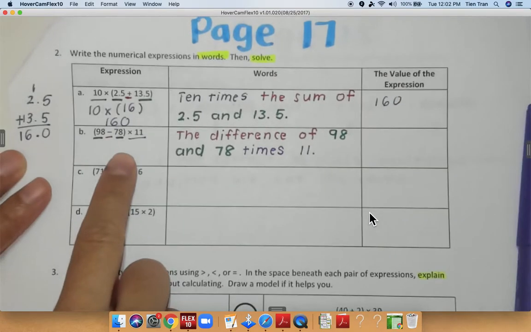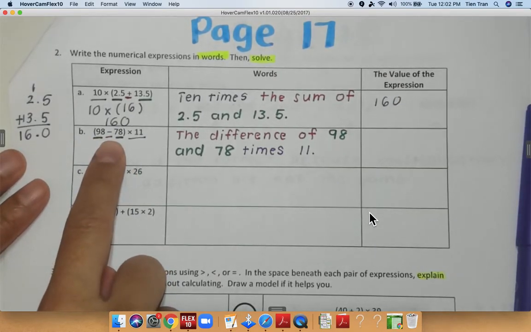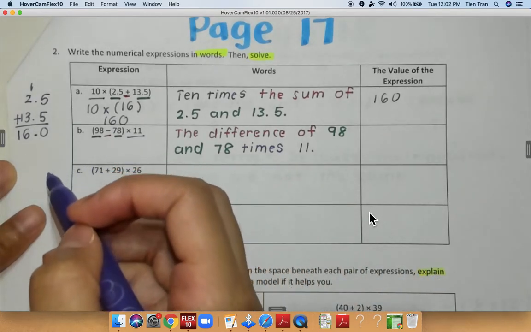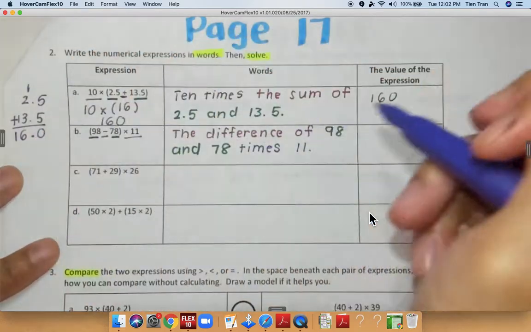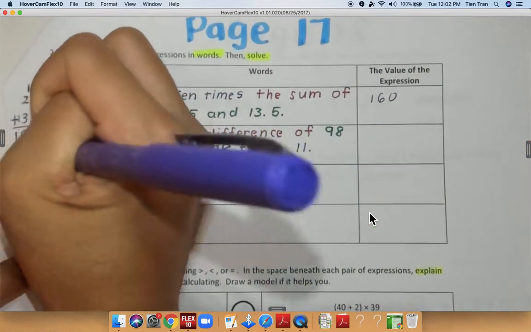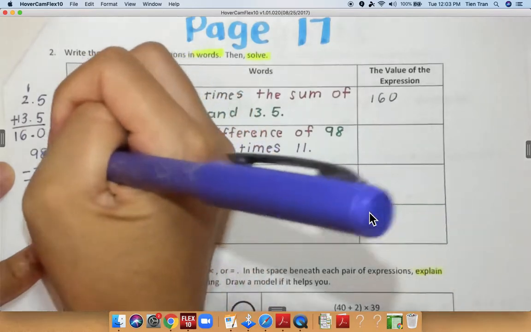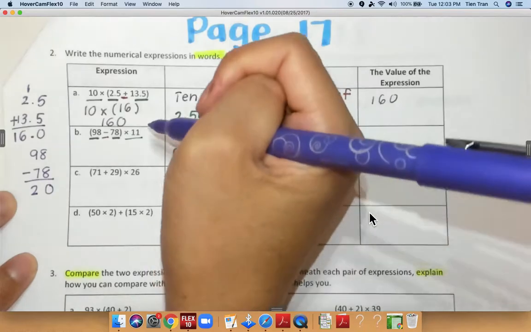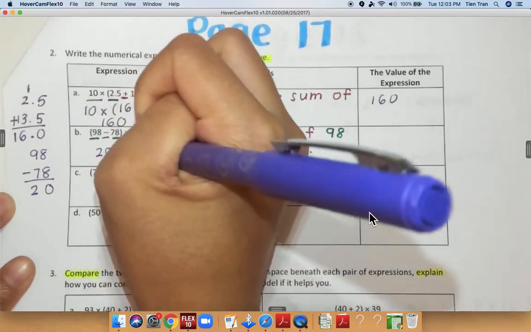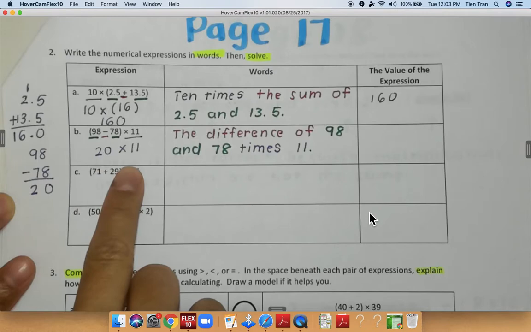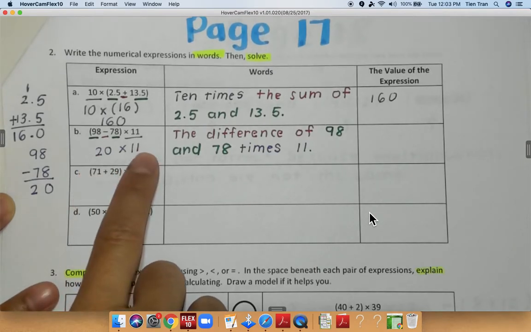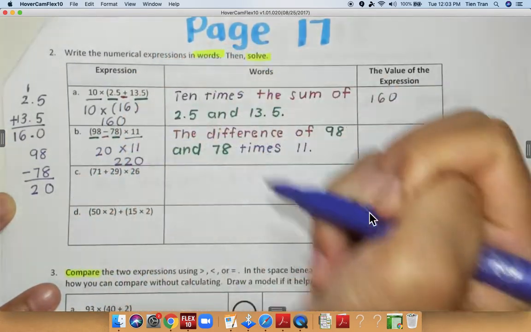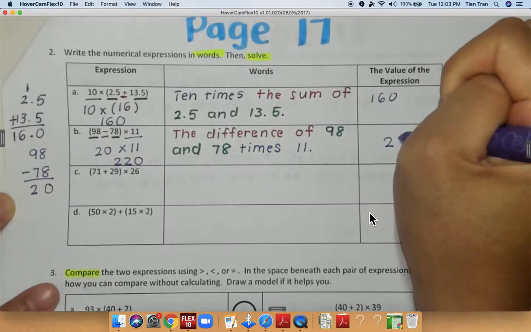Now we're going to solve. So over here I have 98 minus 78. I can subtract over here. If you want to write it down, I have 98 minus 78. Okay, 8 minus 8 is 0. 9 minus 7 is 2. So I have 20. So I have 20 times 11. And to solve for 20 times 11, all I need to do is multiply 2 times 11. 2 times 11 is equal to 22. And then I add my 0 at the end. So my final answer is 220.